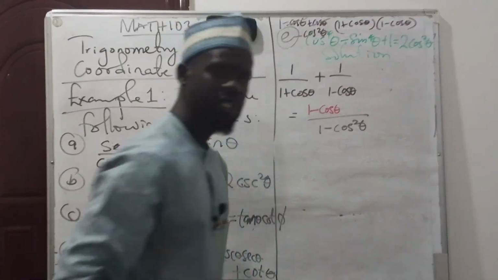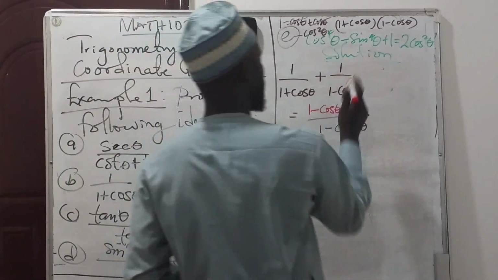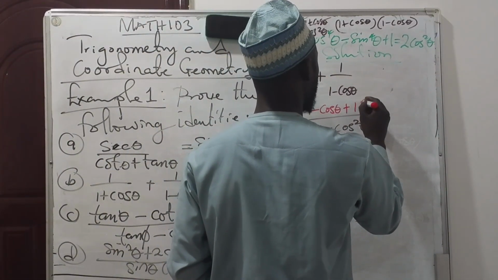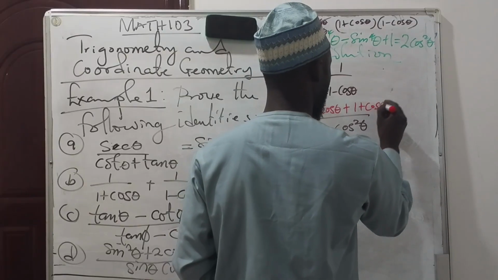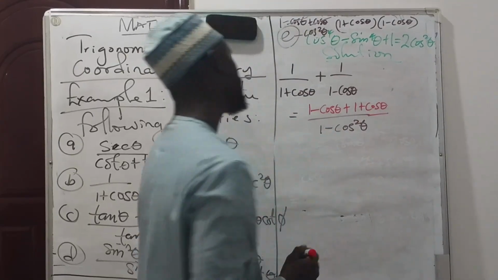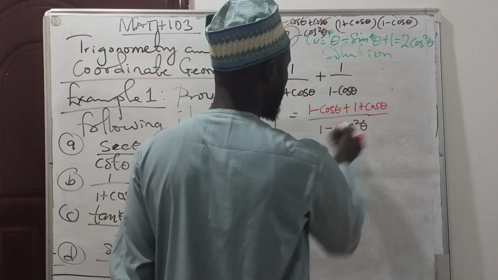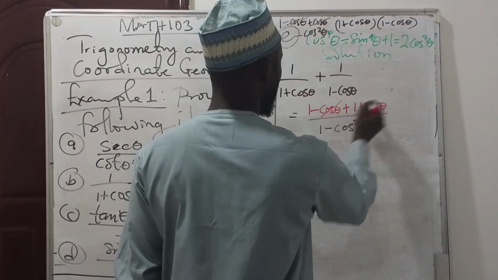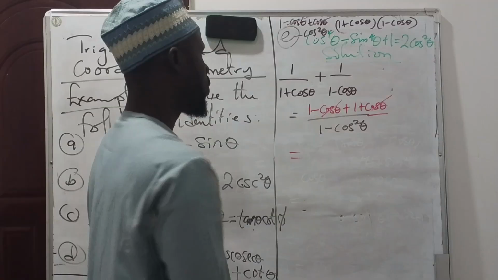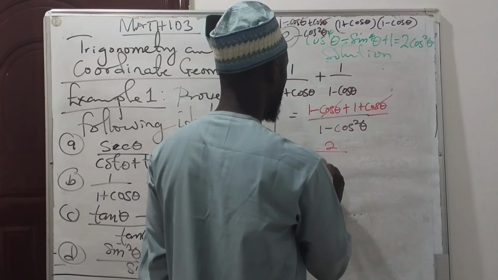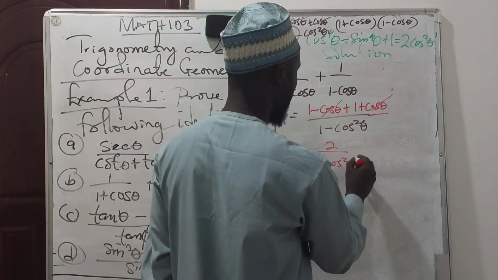You have 1 plus cos theta and times 1. So you have plus 1 plus cos theta. And then you have minus cos theta plus cos theta. So you have, will go, all you have is 1 plus 1. The answer is 2 over 1 minus cos square theta.